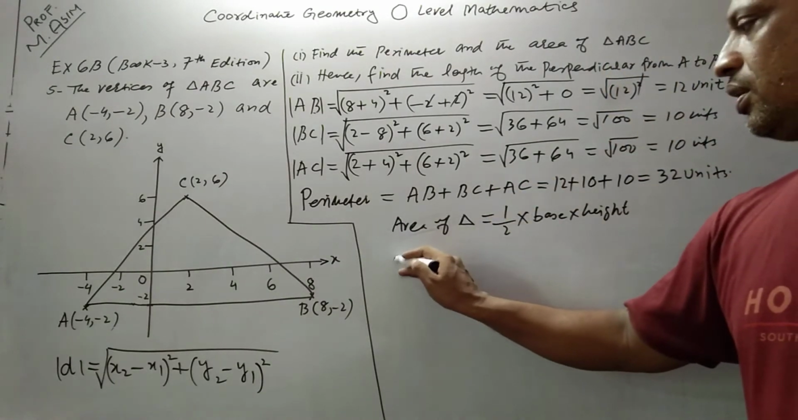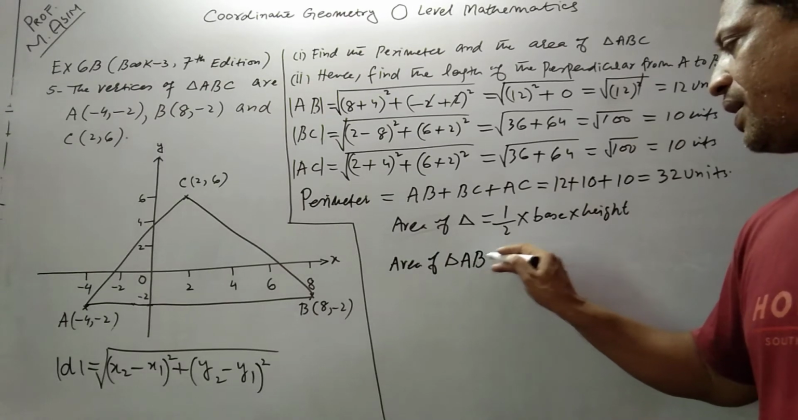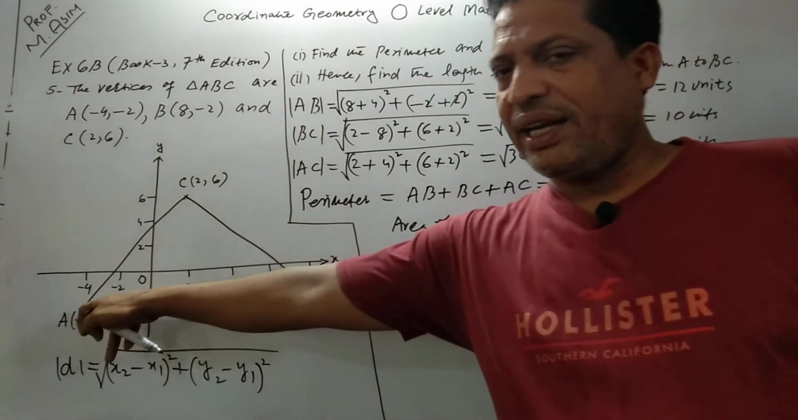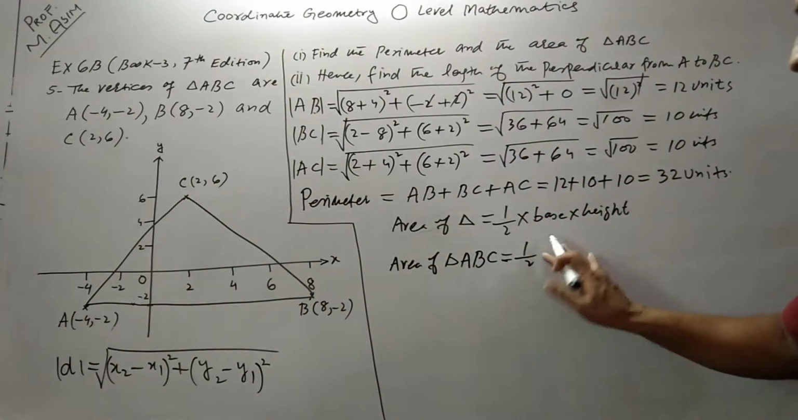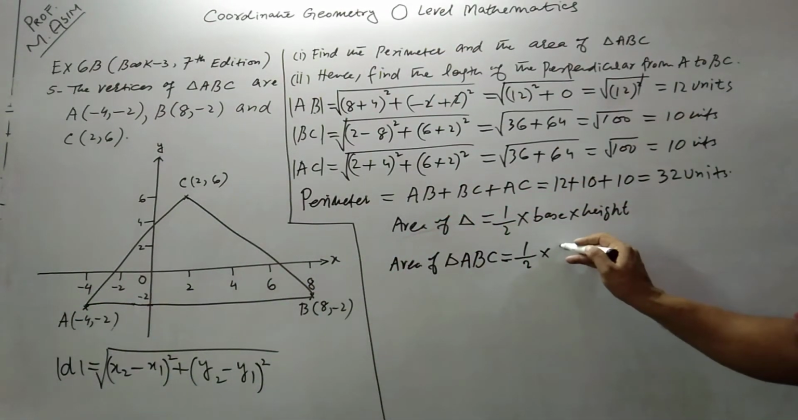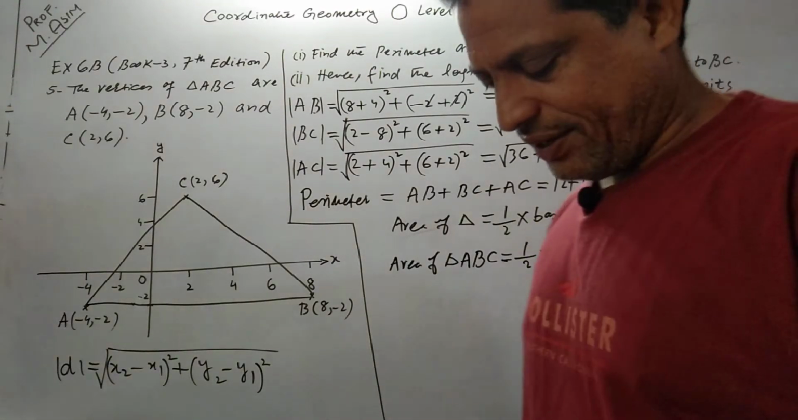Now we have to find the area of triangle ABC. Half, what is the base? Base is AB. What is the height? Assign the height as H. So half into base AB. AB we have already found. See this, AB is 12. Multiply by height. How to find the height?